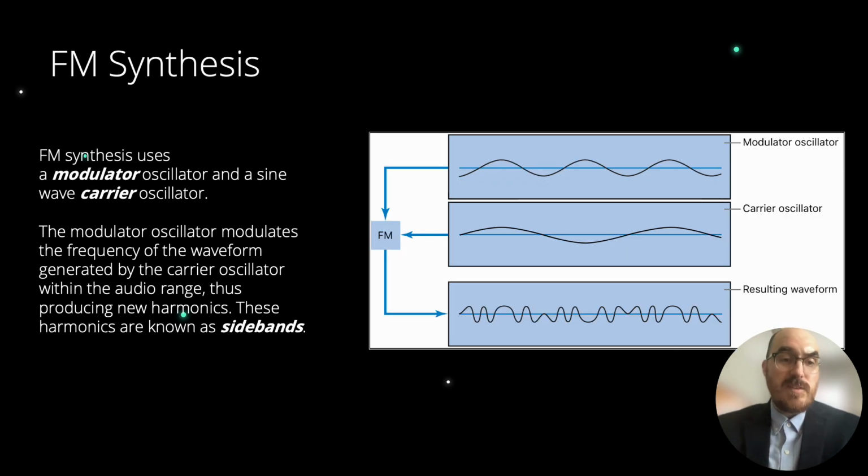So FM synthesis uses a modulator oscillator and a sine wave carrier oscillator. The modulator oscillator modulates the frequency of the waveform generated by the carrier oscillator within the audio range, right, above 20 hertz, thus producing new harmonics. These harmonics are known as sidebands, right? So we combine these two signals together and we get this resulting more complex signal.